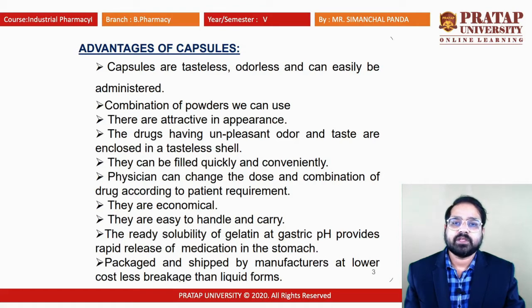and that can be easily used. These have a very attractive appearance, a glossy appearance that will attract the consumer, and we can avail it in different attractive colors. The drugs having unpleasant taste can be masked, and they can be filled quickly and conveniently. The physician can change the dose and combination of drug according to patient requirement.